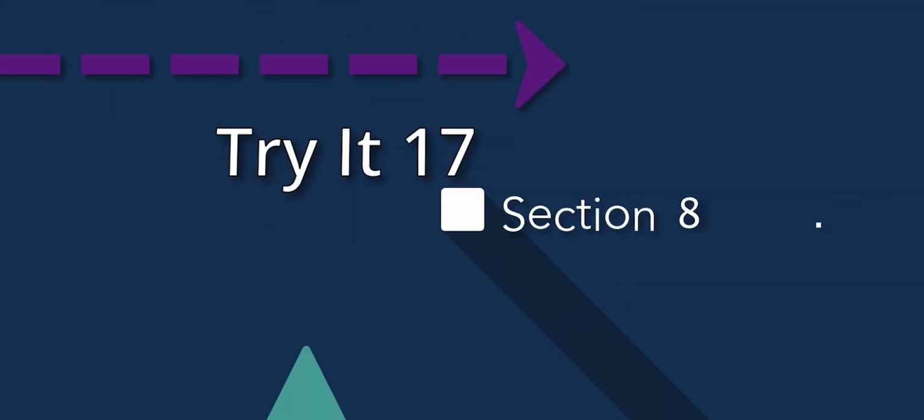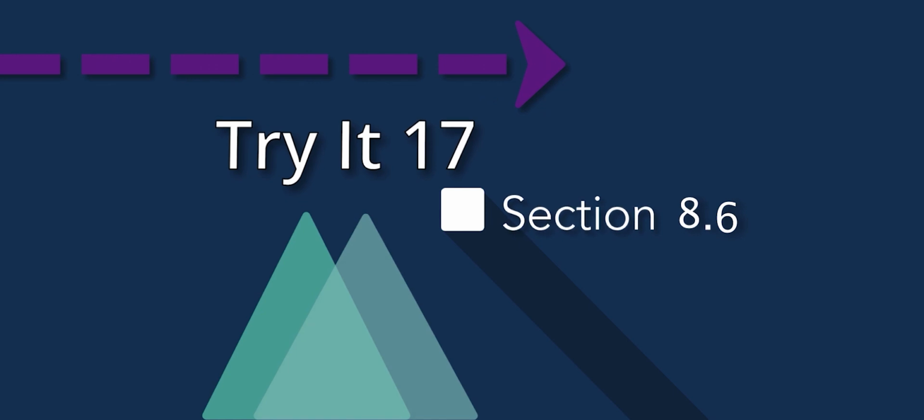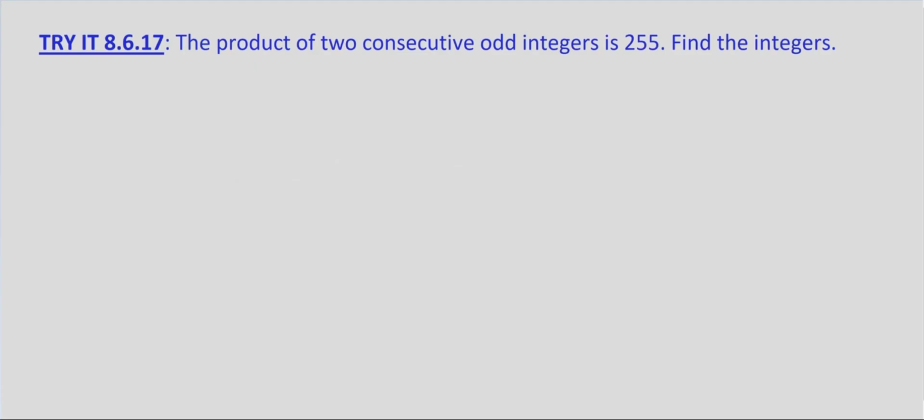So finally, we're putting everything together to look at solving applications that are modeled by polynomial equations. We'll start with a strictly numerical application. We're told that the product of two consecutive odd integers is 255, and we're asked to find the integers. So what is it we're looking for? We're looking for two consecutive odd integers, and the product is 255.